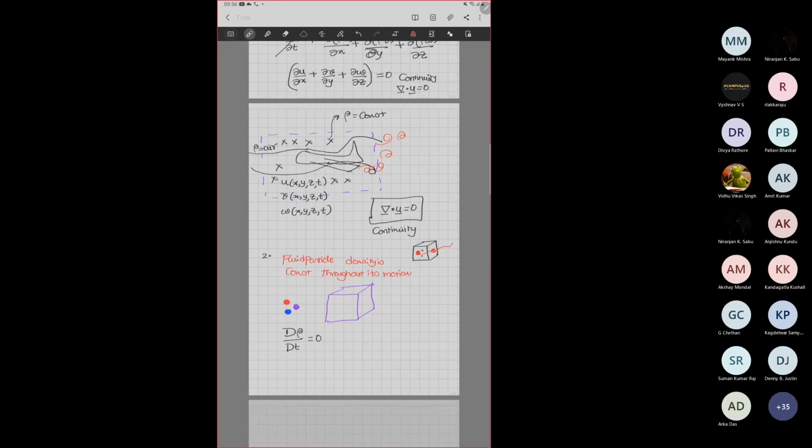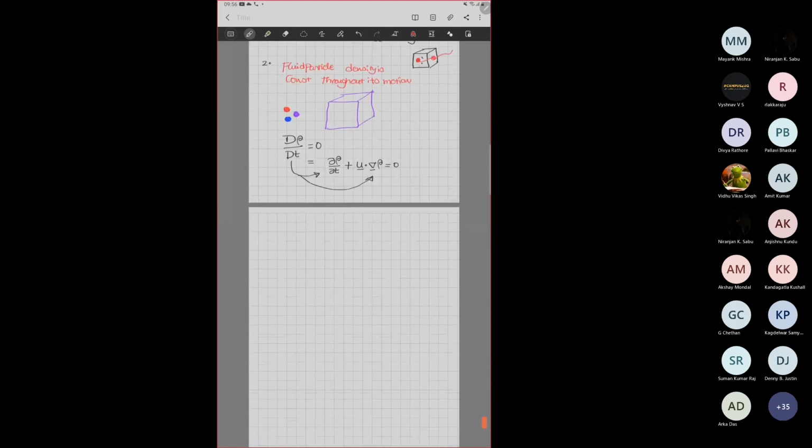This we have to use. If that happens, we already know d rho by dt is del rho by del t plus u dot del rho is equal to 0. That is, u del rho by del x plus v del rho by del y plus w del rho by del z. We have derived that. The connection between Lagrangian and temporal and spatial terms we already know. This is the shorthand notation.